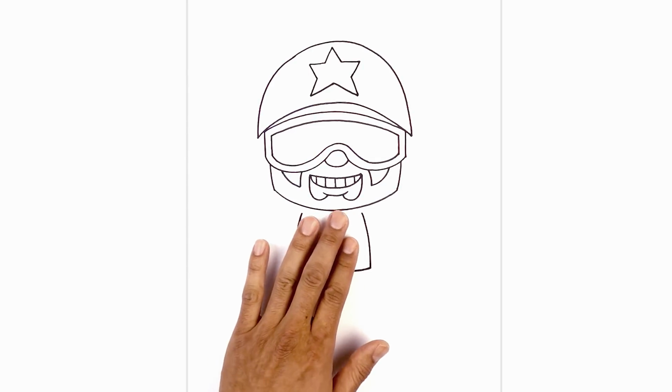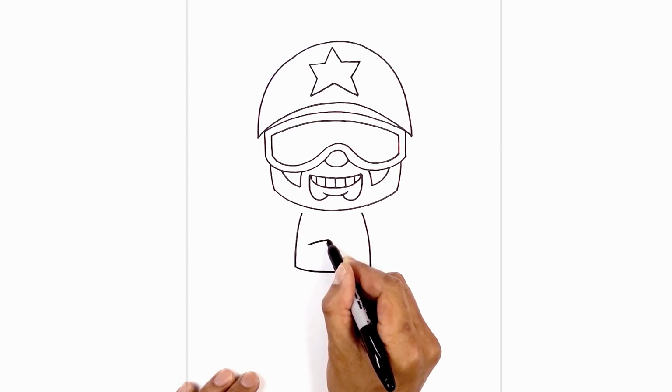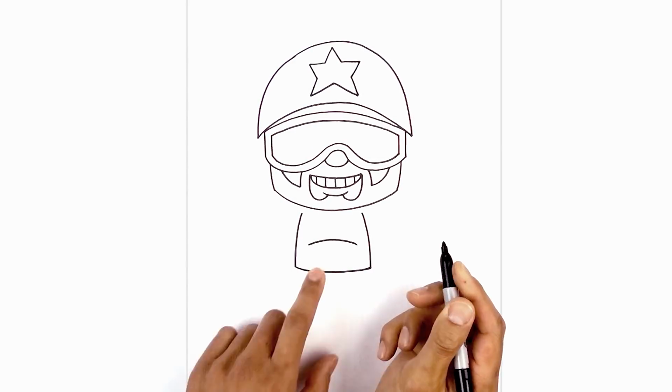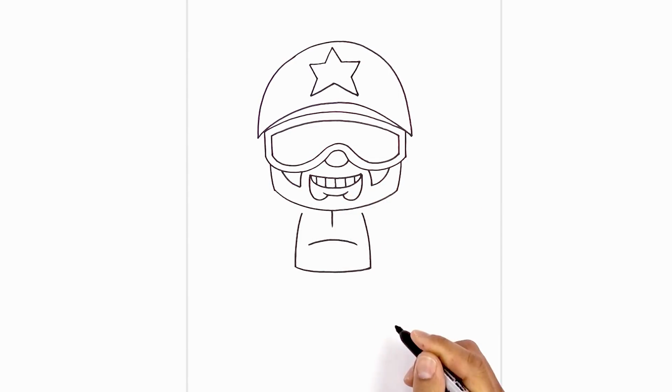Let's add a little bit of muscle detail to the body. So we start with the lower part of the chest. Starting on the left side, we're going to curve up, then back down on the right. Underneath the chin, I'm going to draw a straight line coming down to separate out the chest muscle.